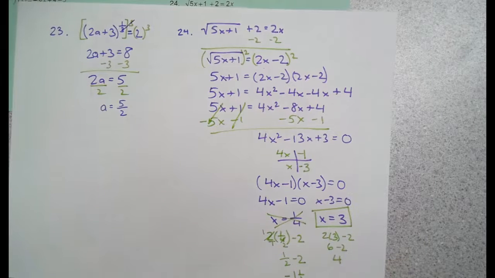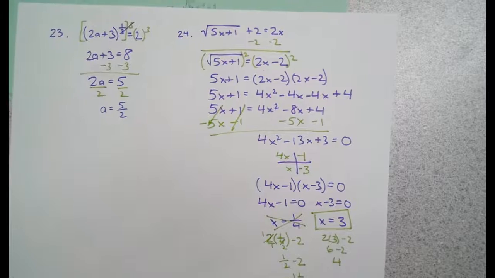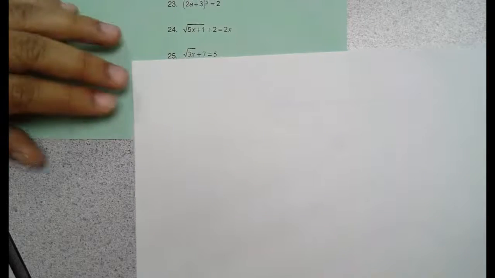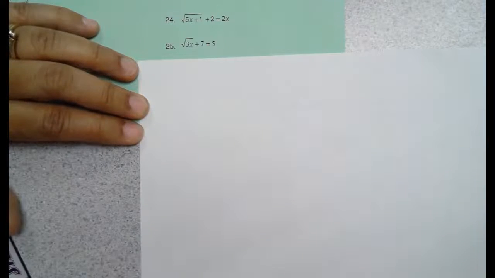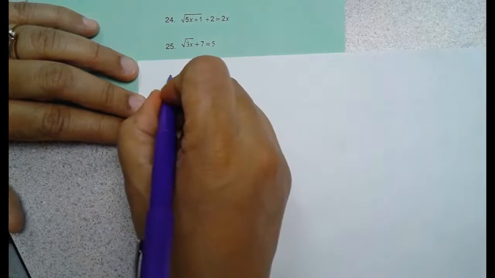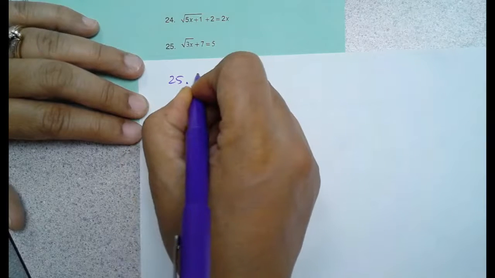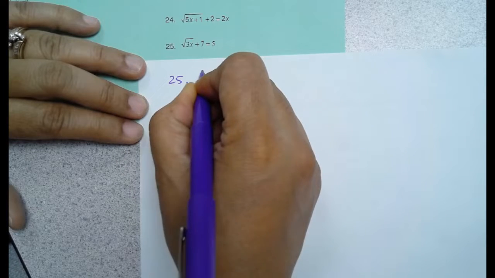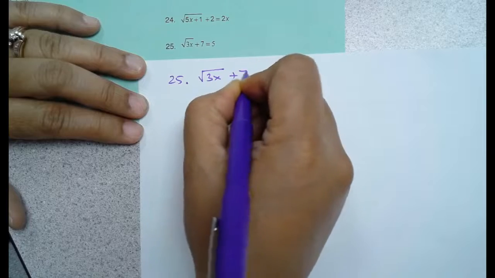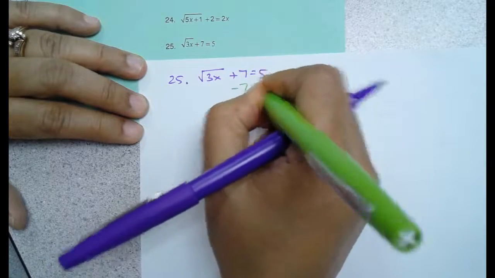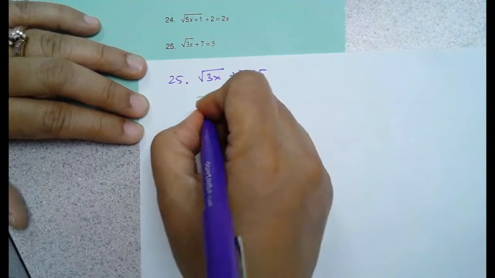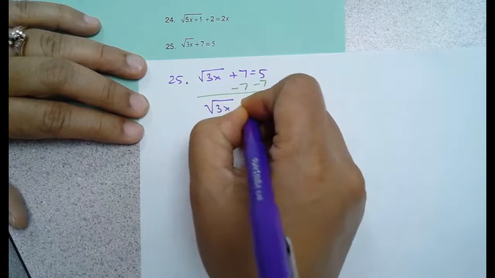solution. All right, let's go ahead and look at number 25. So number 25, let's see if I can get this on the screen. We have another square root. So we are going to have to check our solutions on this one. So we have the square root of 3x plus 7 equals 5. You have to get the radical by itself by subtracting 7 first. And we have the square root of 3x equals negative 2.